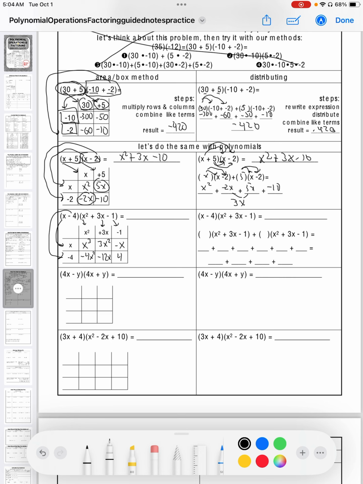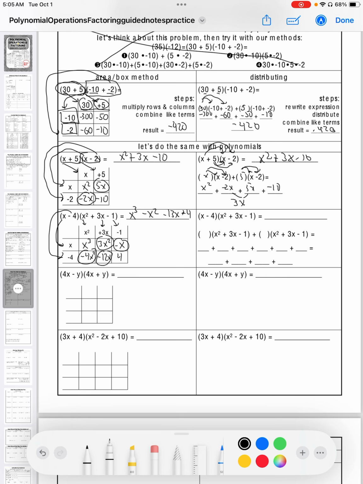So now we need to combine our like terms. 3x squared and negative 4x squared would combine to make just negative 1x squared. Negative 12x and negative x would combine to make negative 13x. And then we have x cubed in front and plus 4 at the end.